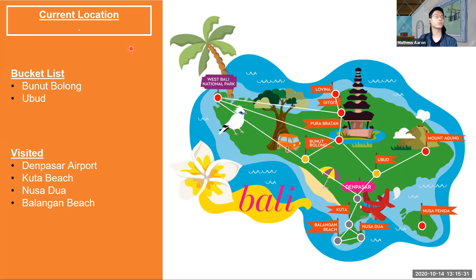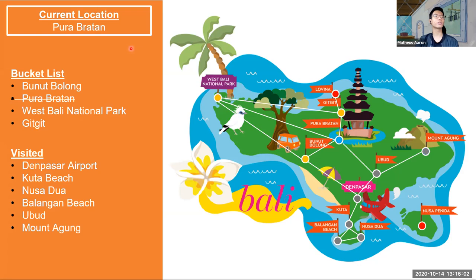So it's time to take another place from the bucket list, which next is Ubud. Take Ubud, whose neighbors are Bunut Bolong, Pura Brantan, and Mount Agung. But Bunut Bolong is already on the bucket list, so I just add what's not on there. I take another place, which is Mount Agung. Mount Agung has no neighbors. It's very secluded on the eastern side of the island.